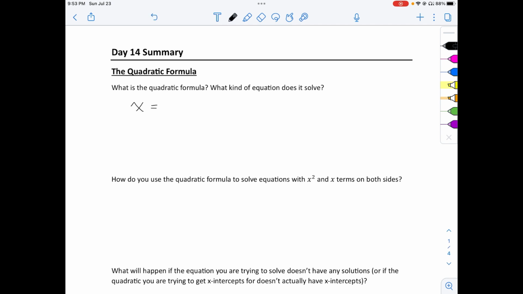Okay, so this is the quadratic formula. X is equal to negative b plus or minus the square root of b squared minus 4 times a times c, all divided by 2a. Okay, so this obviously looks a little bit intimidating. There's a lot going on in the formula, but I'm going to show you how to use it, and it's not really that difficult once you know how to do the order of operations correctly.